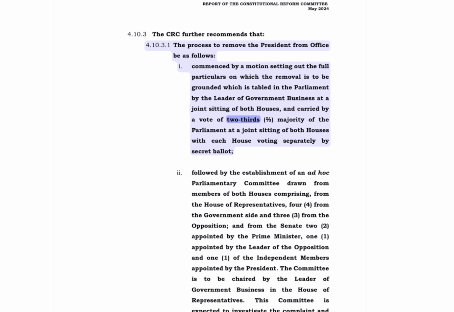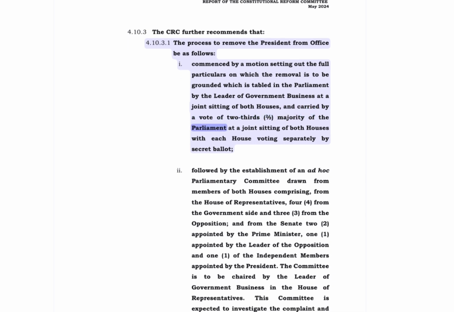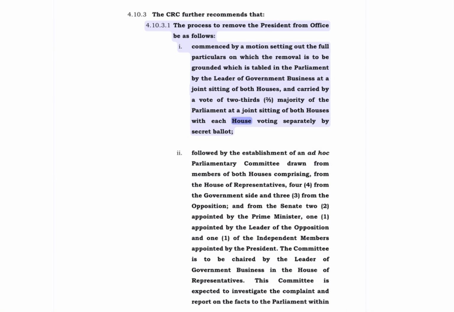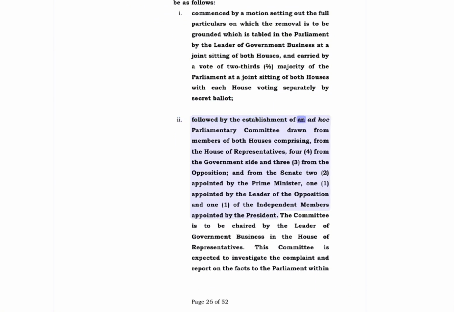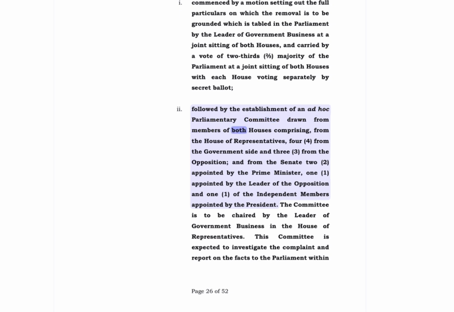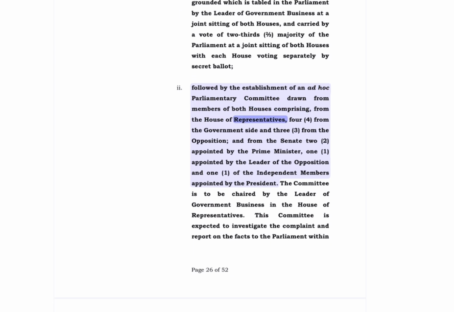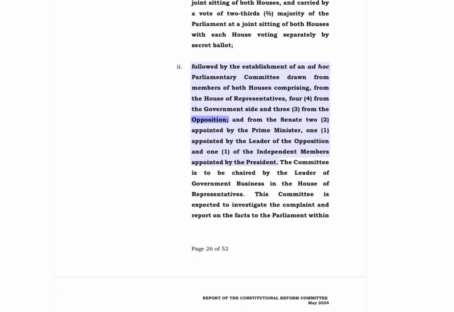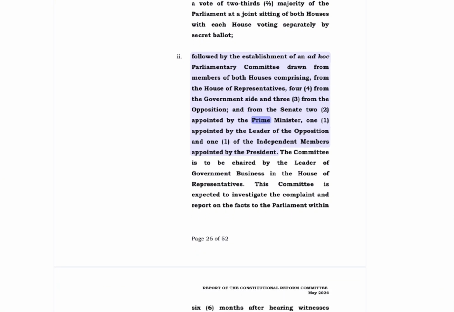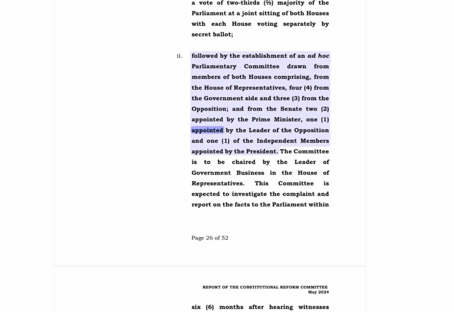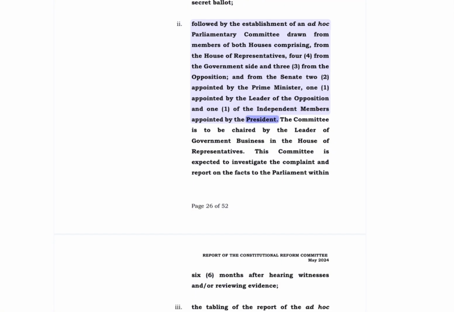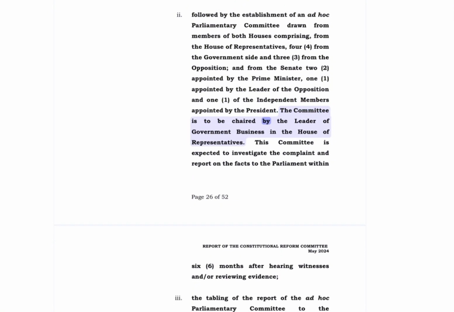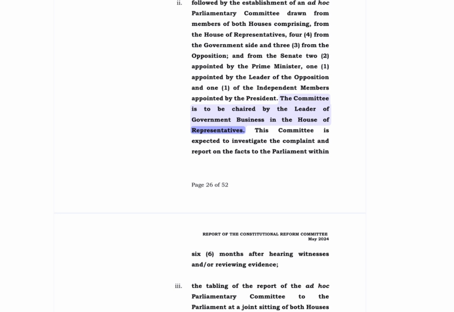a vote of two-thirds majority of the Parliament at a joint sitting of both Houses, with each House voting separately by secret ballot. 2. Followed by the establishment of an ad hoc parliamentary committee drawn from members of both Houses comprising, from the House of Representatives, 4 from the government side and 3 from the opposition, and from the Senate 2 appointed by the Prime Minister, 1 appointed by the Leader of the Opposition, and 1 of the independent members appointed by the President. The committee is to be chaired by the Leader of Government Business in the House of Representatives.